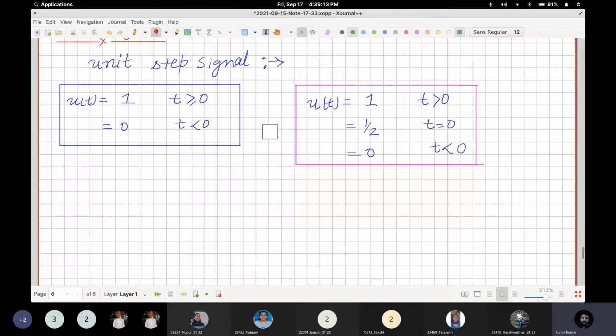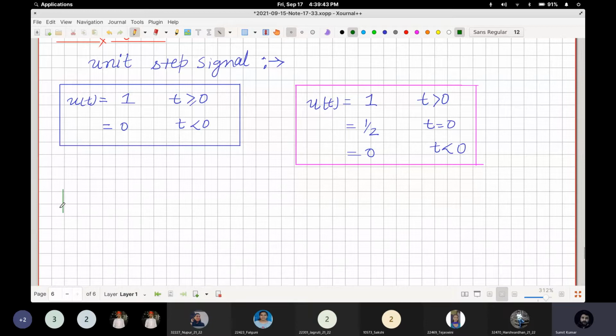Since you have ambiguity in the definition, definitions are generally not asked in the GATE examination. Anything that is ambiguous, GATE generally doesn't ask. And it's not only about the unit step. The unit step signal is a tool that we use to make a signal right sided. It doesn't really matter which definition you use, it's still going to be right sided only. So both of these definitions are correct.